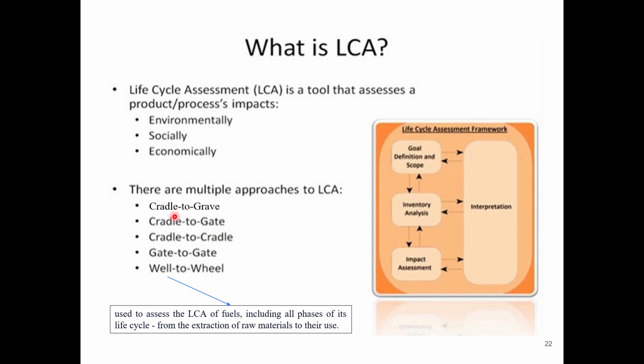Okay, so it can be cradle to grave, which is the best one. And apart from that, it can be cradle to gate, cradle to cradle, gate to gate, and well to wheel. So well to wheel is basically for the fuels, including all phases of its life cycle from the extraction of the fuel, based on the raw materials, to their use.